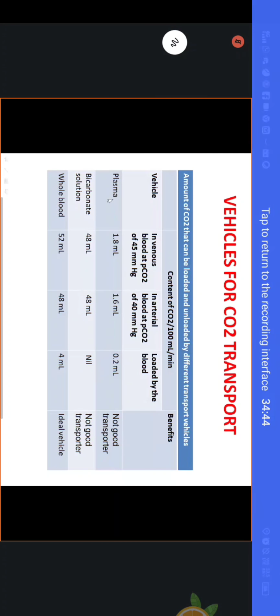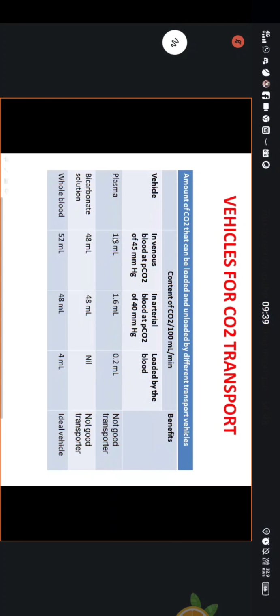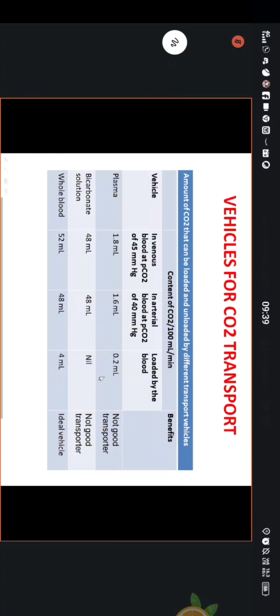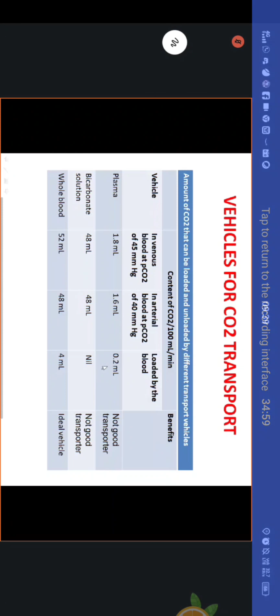Plasma: in dissolved form, only a very small amount, 7%. Here it shows that venous blood carries a content of about 1.8 ml, whereas arterial blood carries 1.6. So the net amount will be only 0.2 ml. That means it is not a good transporter.